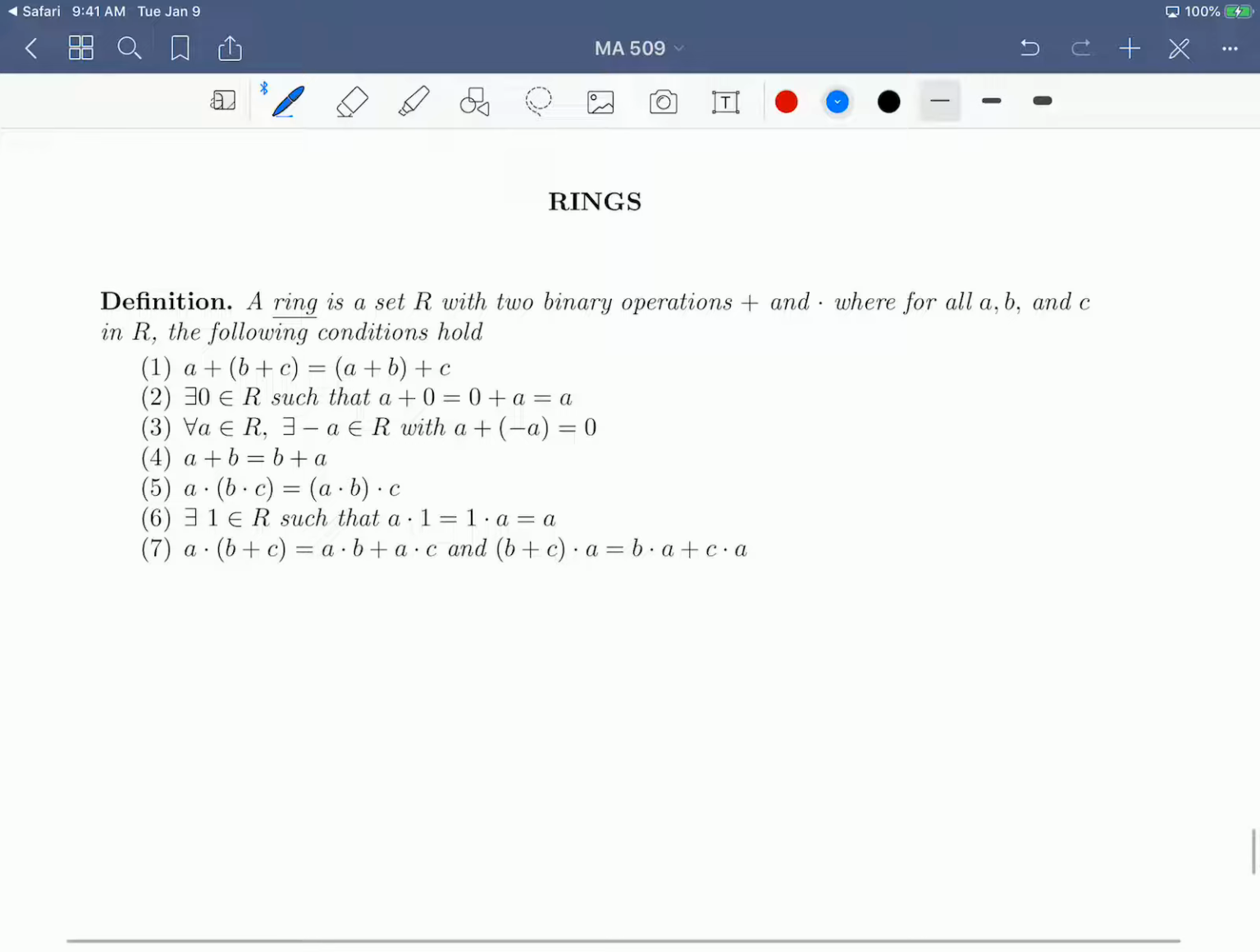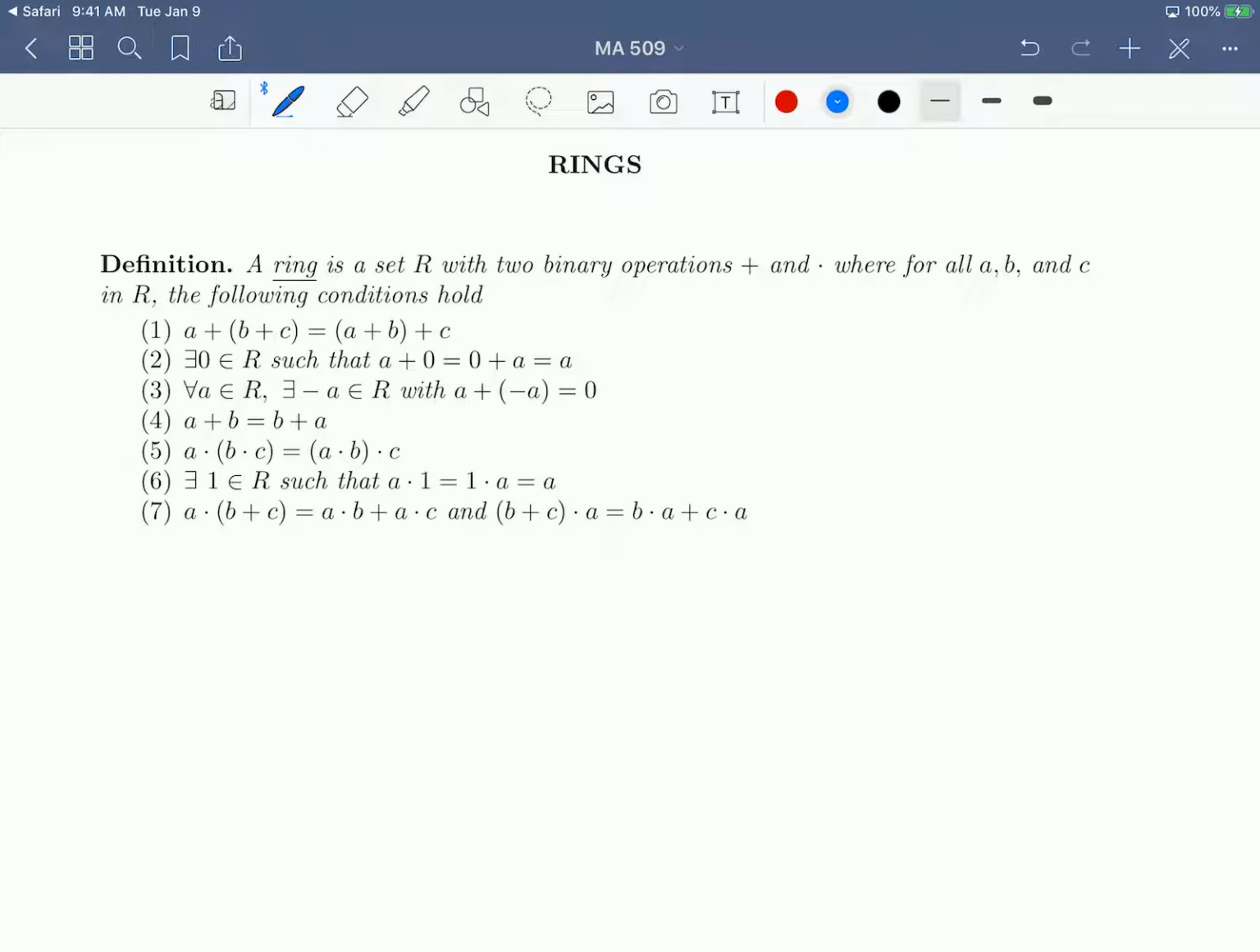So now we've seen some examples of groups and we've thought about addition and multiplication. This next definition is going to combine the two ideas because many of our sets have both binary operations. So a ring is a set with two binary operations, something like addition and something like multiplication. And with those two binary operations, we have a bunch of properties. So we're going to work through these and talk about them.